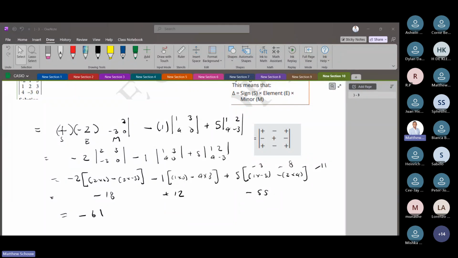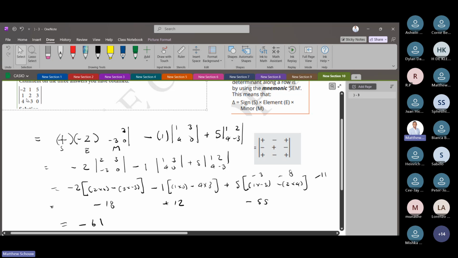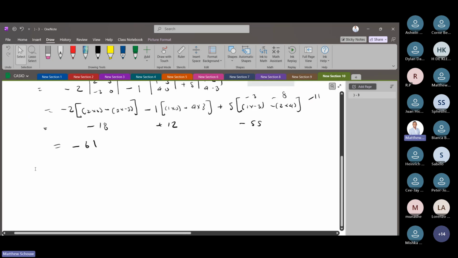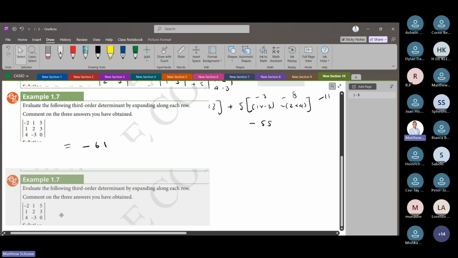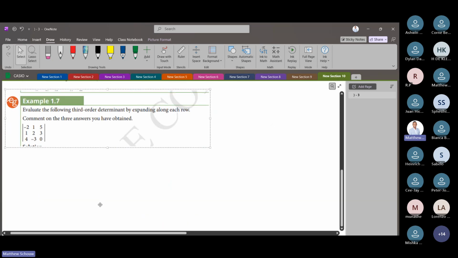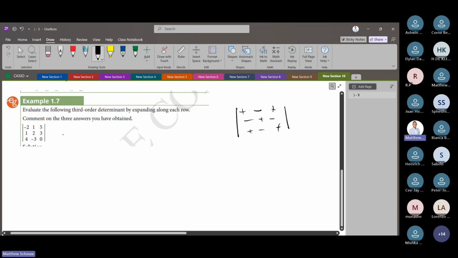Okay, so now we're going to do row 2, right? We're going to find something quite interesting. So let me just take our thing again and bring it down. So now we're going with the next row, right? And remember, all you do is plus, minus, plus, negative, plus, negative, plus, minus, plus. Come to the next row.